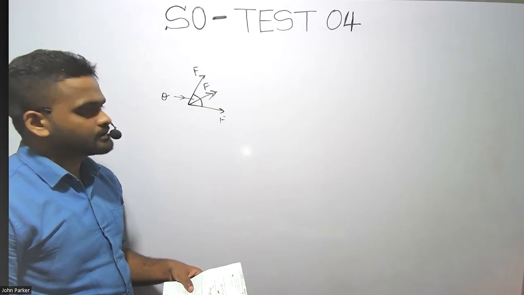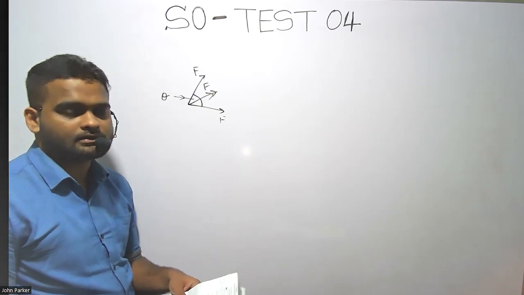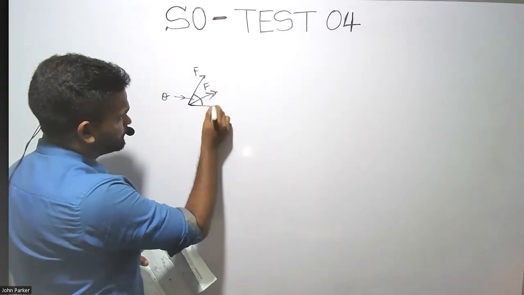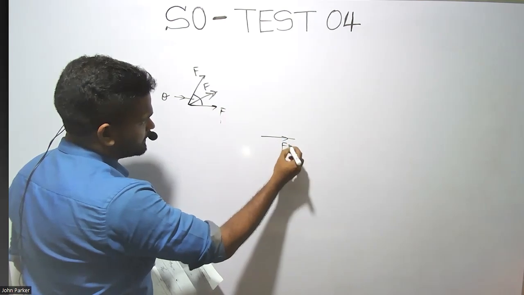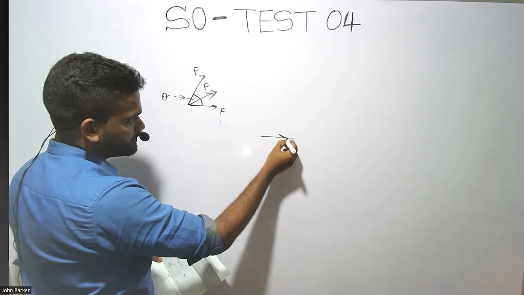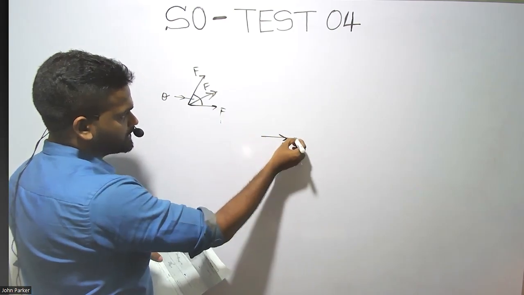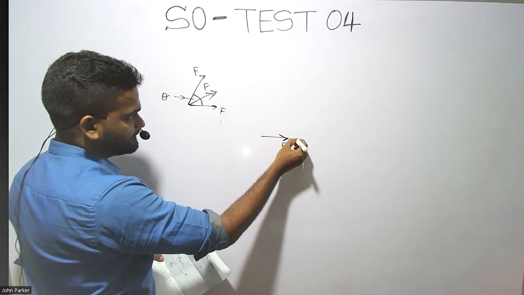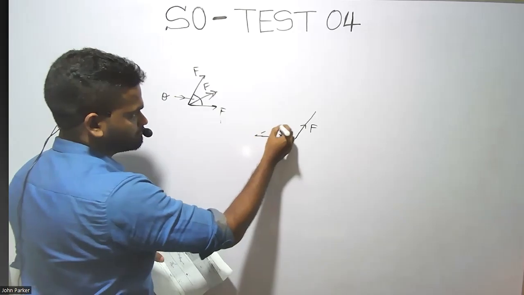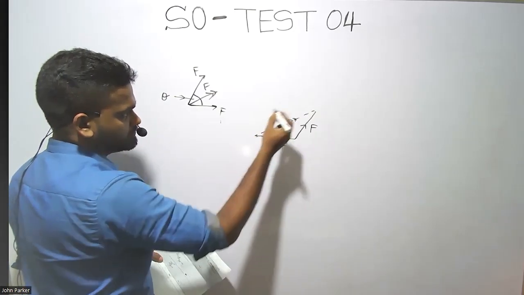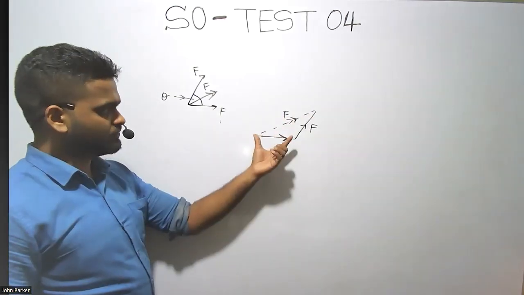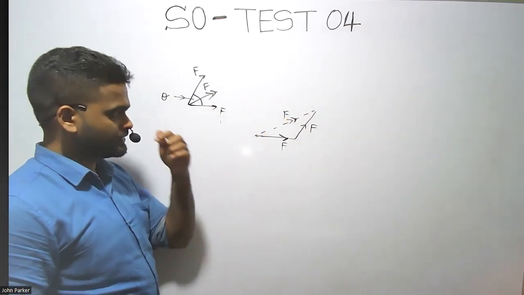You can think about this using a triangle method. Let's try that. I'll just draw this F like this. Another F like this. Can we have this to be equal to F? So it is obviously larger than F, right? So in this method you can't.